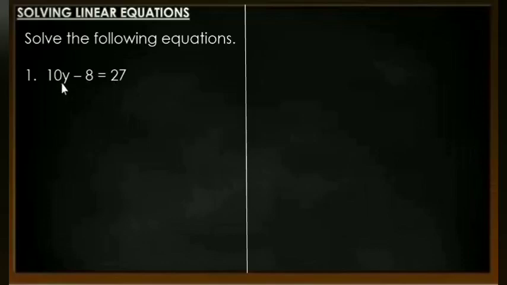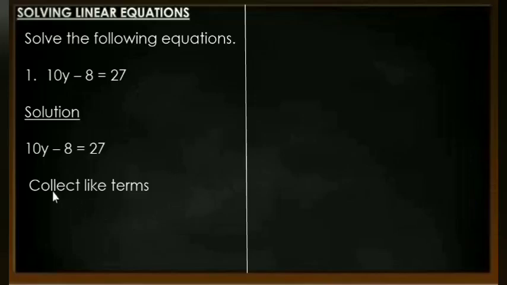When you are faced with an equation like this, the first thing you want to do is to write your solution, reproduce the same equation you have been given. The next thing you do is to what? Collect like terms. What are like terms? Like terms are numbers and numbers, or variables that are the same. You bring them together. So in this case, our like terms are constants. Constants are like terms, so you bring them together.